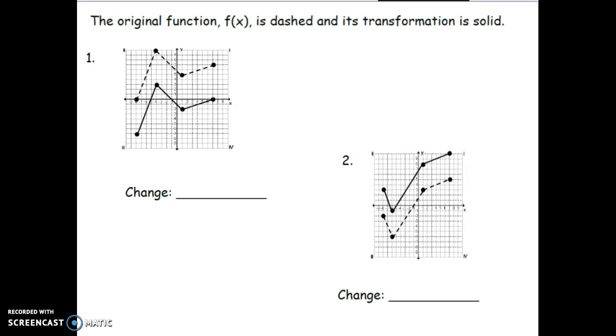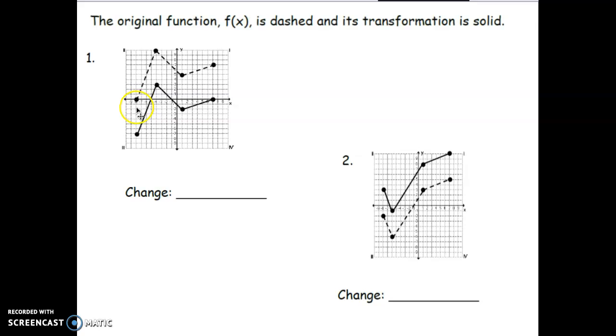Okay, so look at number one. Look at that dashed one. How has it changed to become the solid one? Well, I can see that the dashed one has been moved down to become the solid one. It hasn't changed its shape, it has just changed its location. So let's see how much.